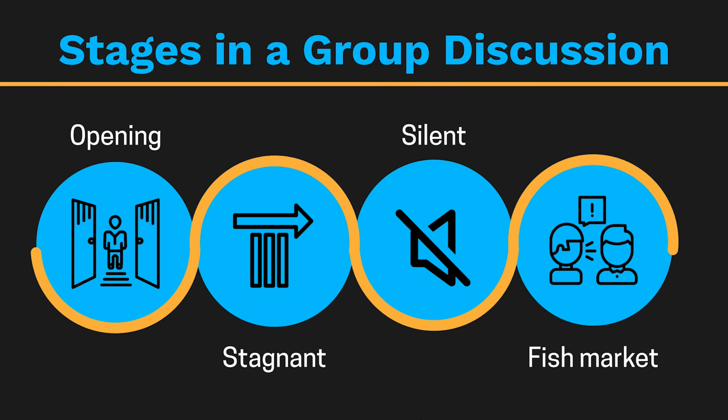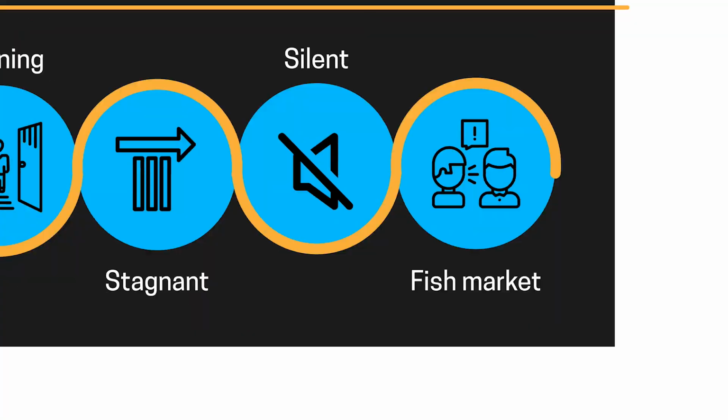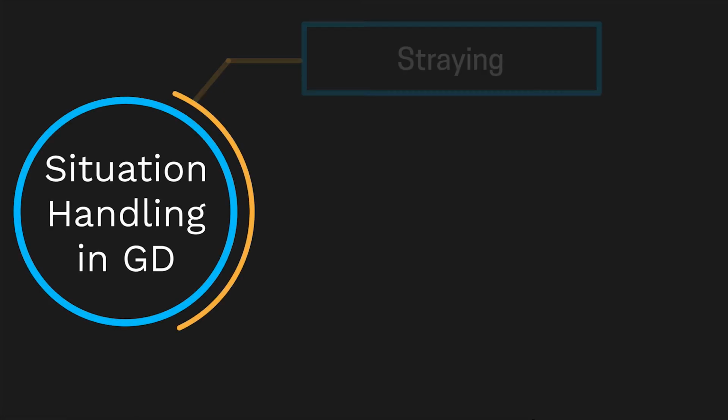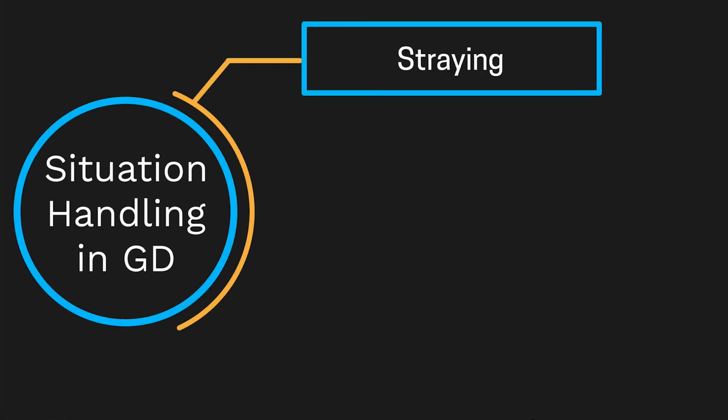There are some more situations that can occur in a GD. Let us look at them. Straying. If the conversation tends to stray, steer it back to course. Mention that the group is moving out of the topic or the context and what the focal point of the discussion is. It will establish your qualities as a leader.